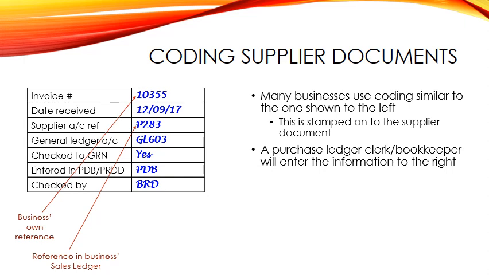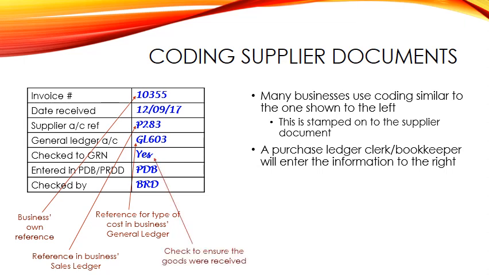That way, whoever enters the information will be able to find the relevant account in the ledger very easily. We'll also include the general ledger account. So this is the reference for the type of cost that has been invoiced for by our supplier, so that we can find where the net amount needs to be recorded in the business's general ledger. We might include a box which says, check to goods received note, or perhaps to the delivery note, or to the order reference. And this is to try and make sure that the goods we're being billed for have been received, and that the goods were ordered in the first place.